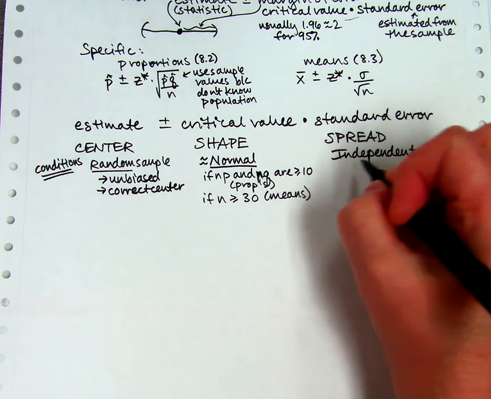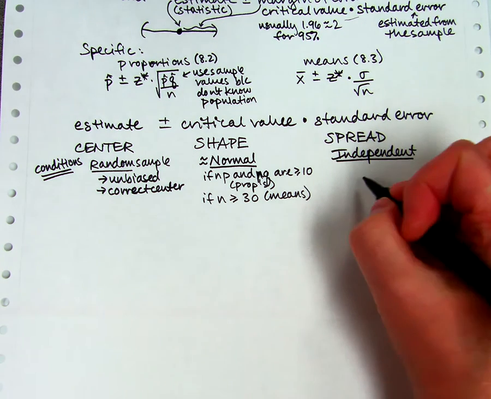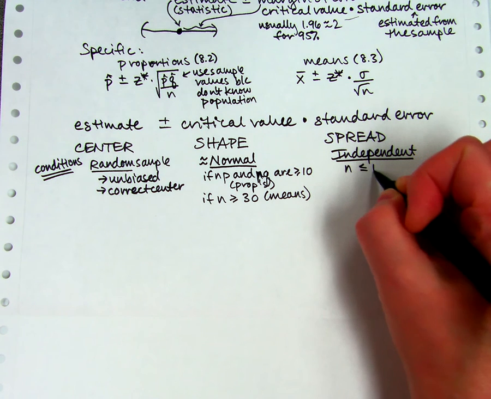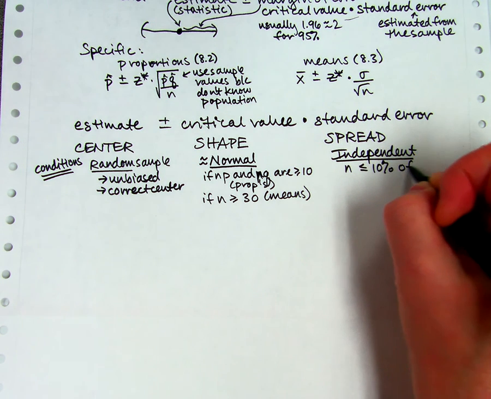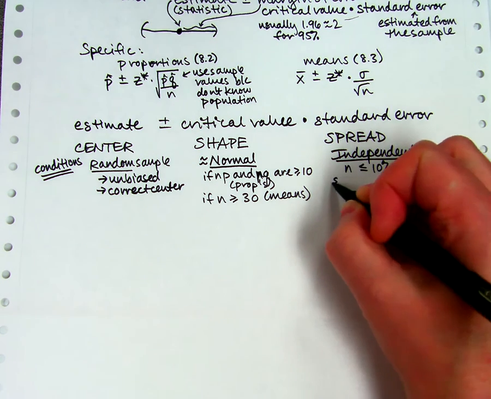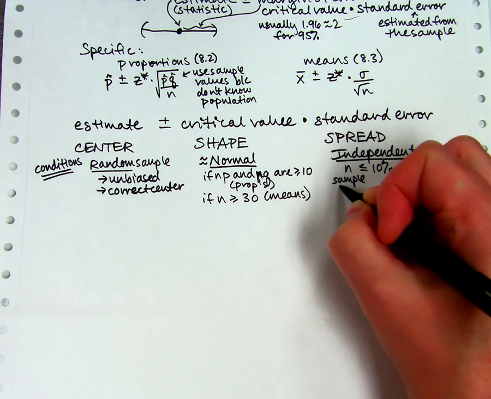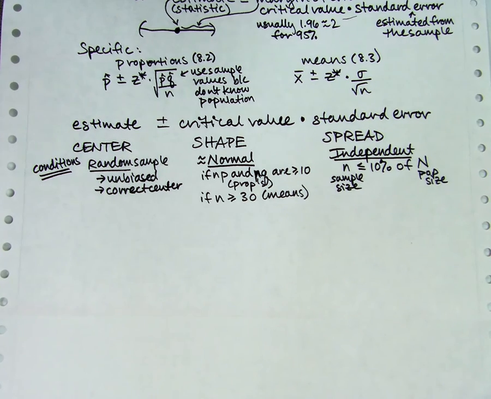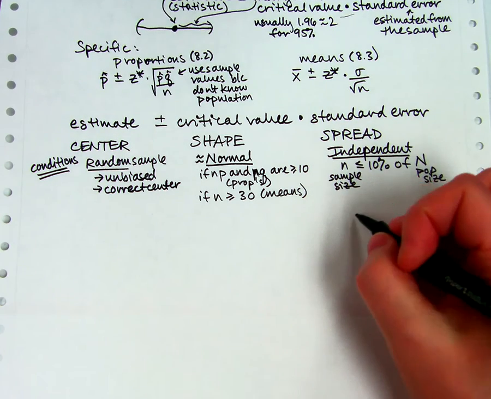The way you check to see if it's independent is that 10% rule, which is the sample size has to be less than or equal to 10% of the population size. Sample size n, population size N. And that allows us to ignore the problem of sampling without replacement.